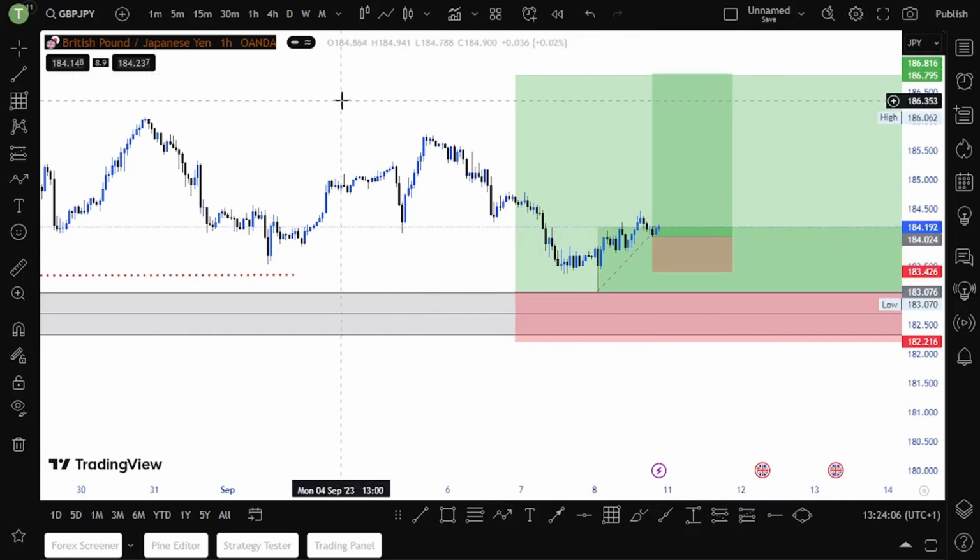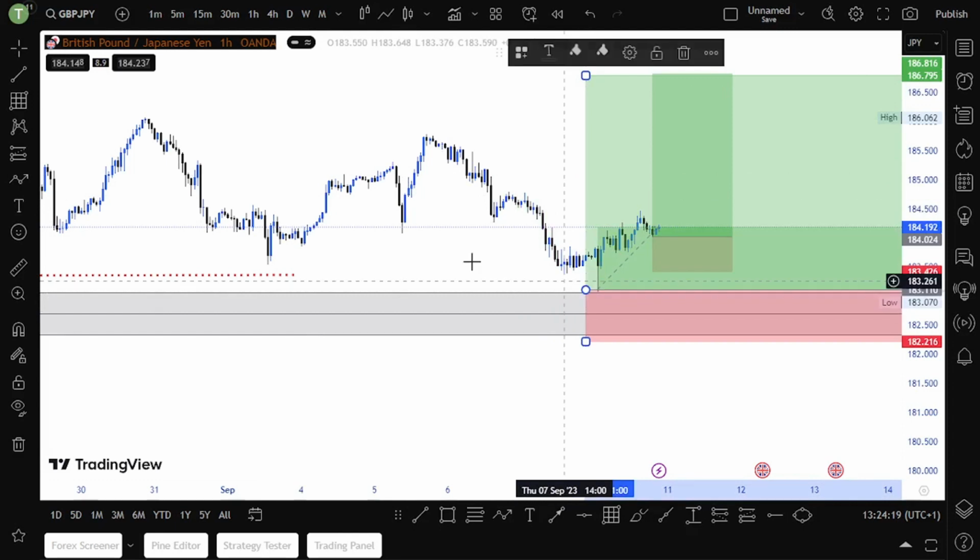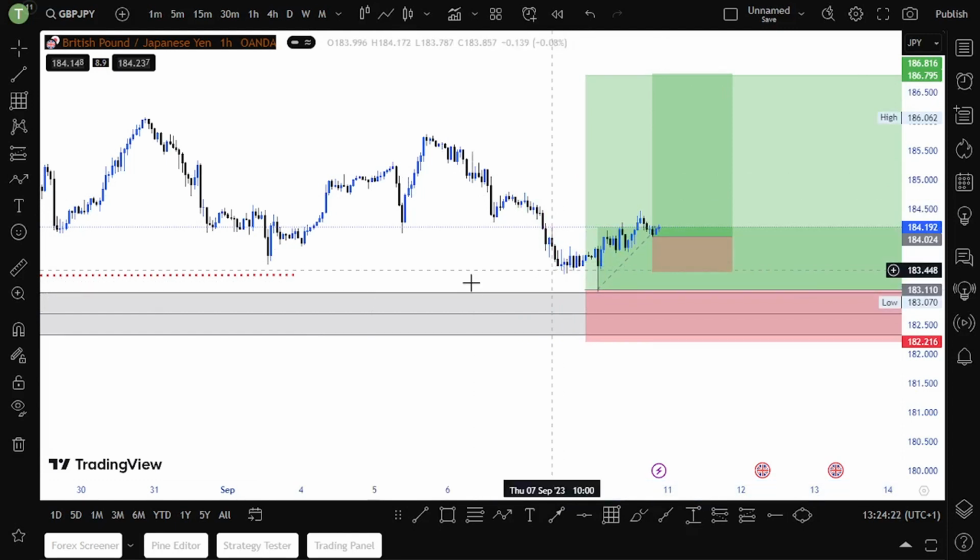So that is my view on GBP JPY. We are buying GBP JPY, guys. We are already in a buy. As you can see here, price dropped lower to grab liquidity. Price did not close below this zone. It just swept liquidity and then it bought. So that is my view on GBP JPY, guys.